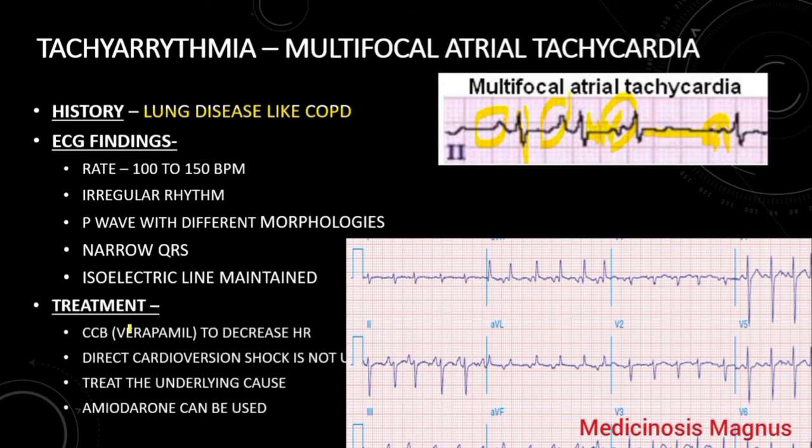The treatment here is calcium channel blockers, preferably verapamil, to decrease the heart rate. DC shock is not useful here, as mainly we have to treat the underlying causes, like COPD. The amiodarone can also be used here. This is an antiarrhythmic drug.